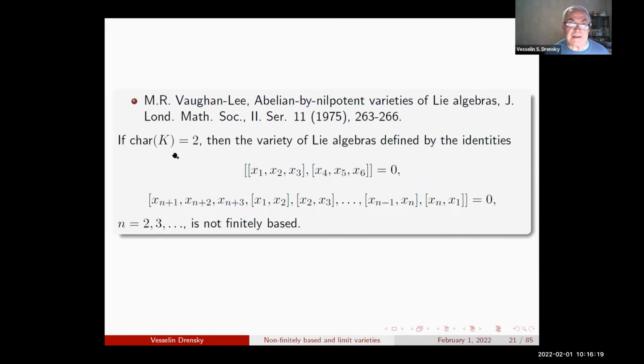And also there is another example by Vaughan-Lee, also for Lie algebras. This is a Abelian-by-nilpotent variety of Lie algebras, again in characteristic 2, of class 2. This means that if you have commutators of length 3, and you take two commutators, you get 0. And these are the identities which form a variety which is not finitely based. You see here you have 1, 2, 2, 3, n minus 1, n, and 1. So you take cyclically all the elements from 1 to n.